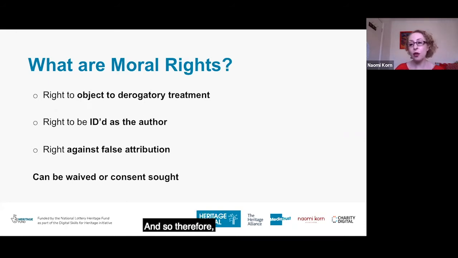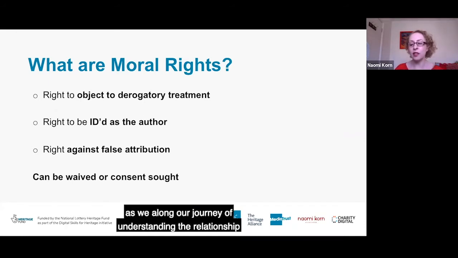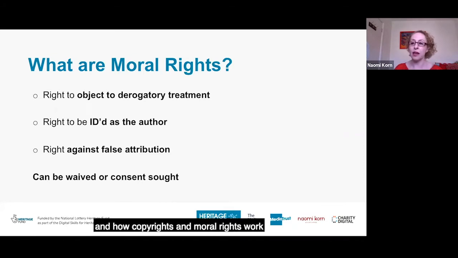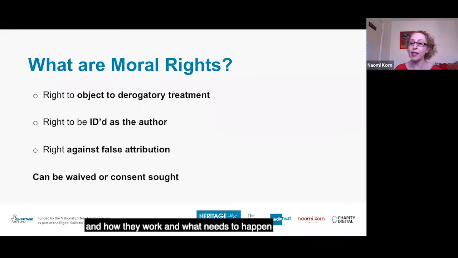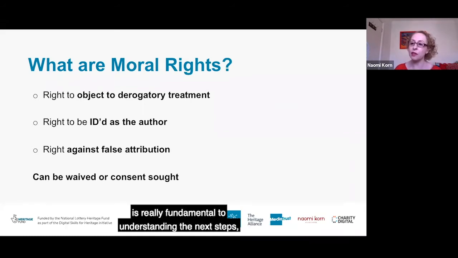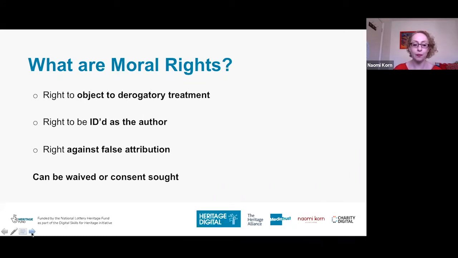And so, as we start along our journey of understanding the relationship that we have as a heritage sector with our suppliers, and how copyright and moral rights work within the context of that relationship, flagging up what copyright is and very briefly how it works, and also moral rights and how they work and what needs to happen, is really fundamental to understanding the next steps, which I will be taking you through.